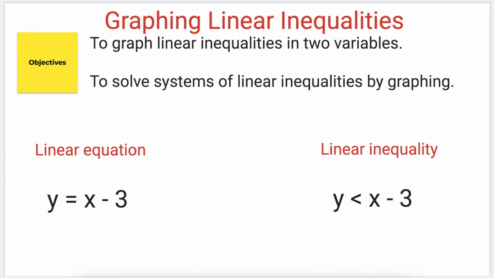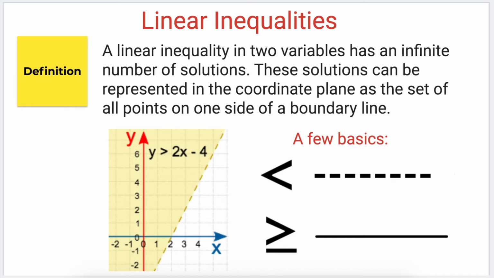Let's start off by understanding the objective of today's video. The first objective is to graph linear inequalities in two variables. After we've understood that concept, we'll be able to solve systems of linear inequalities by graphing. I'm also going to remind you briefly the difference between a linear equation and a linear inequality, which we're learning today. Equations are basically math statements that are joined with an equal sign, and linear inequalities are math statements that contain a less than sign, greater than sign, or less than or equal to, or greater than or equal to sign.